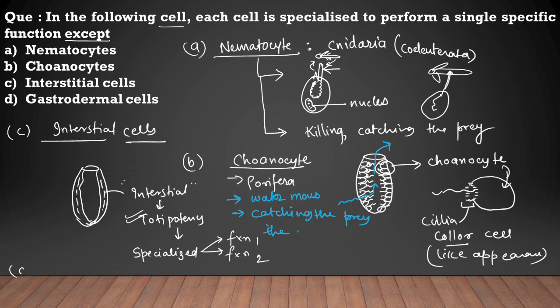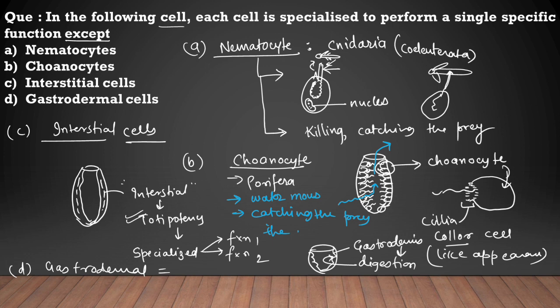But what about the gastrodermal cell? Gastrodermal cells are present in the inner part, or you can say the innermost lining of the hydra, where they help in digestion. Okay, so this is the gastrodermis layer that helps in digestion, absorbs the digested material, and also releases chemicals to digest food.